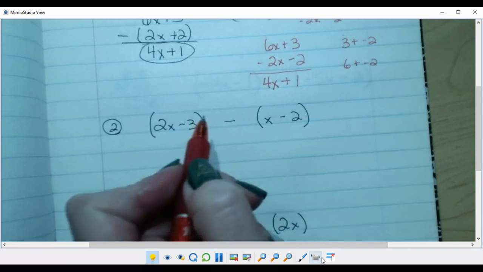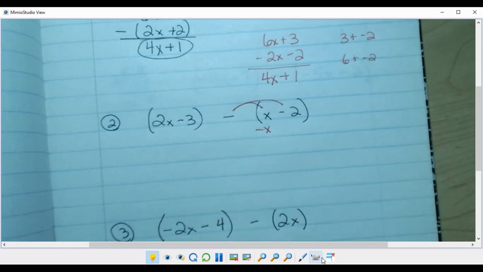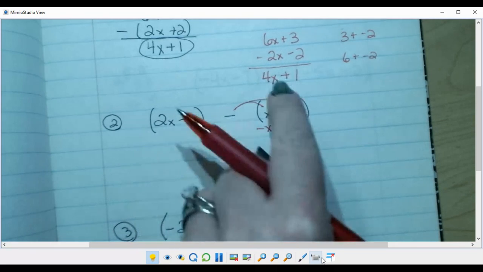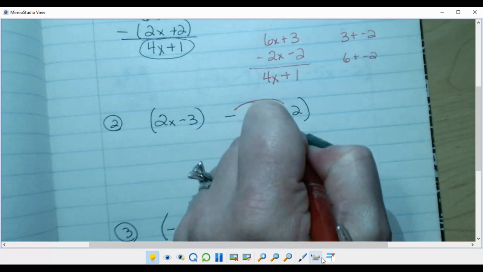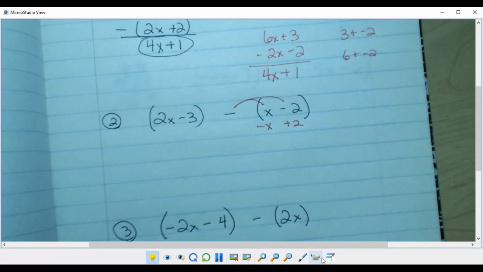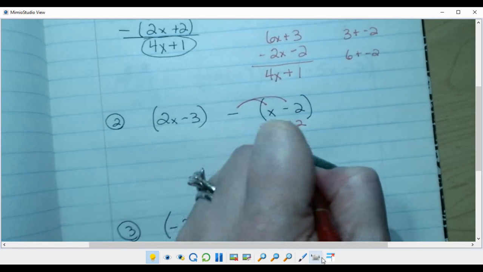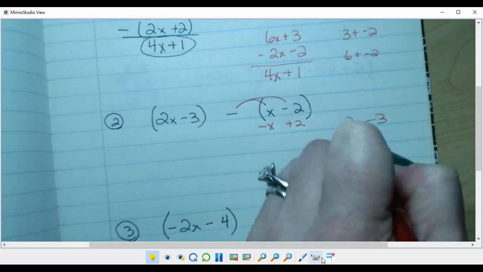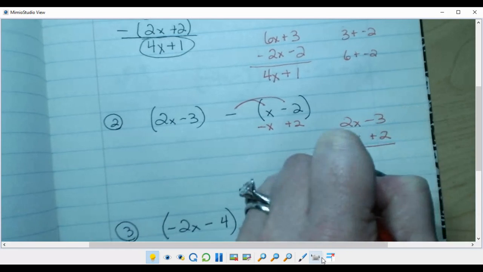So if I do this with the distribution, it turns into a negative x. And now I'm going to do the opposite, or the negative, of a negative 2. What's the opposite of negative 2? A positive. It switches the sign of whatever's inside here. Okay, so we get 2x. Let me do this over here so it's not confused. 2x minus 3, and then I get a negative x and a plus 2.